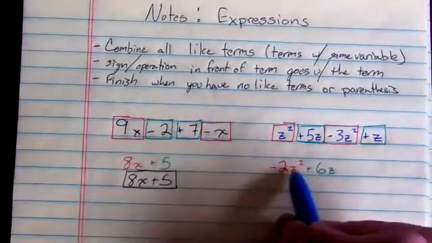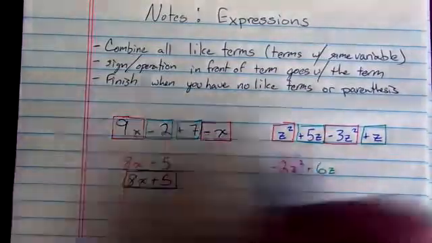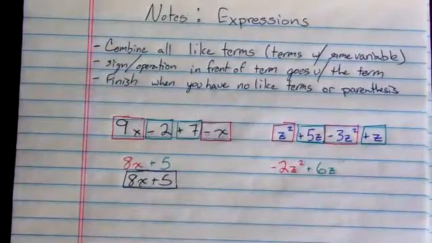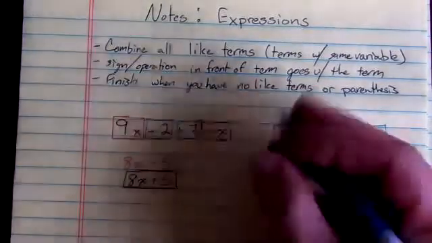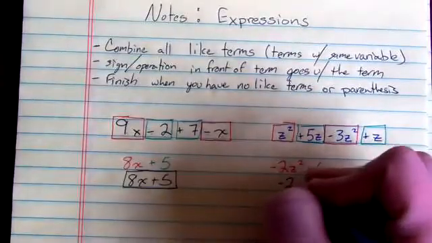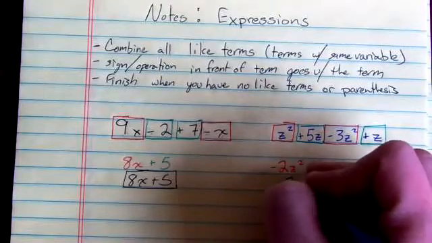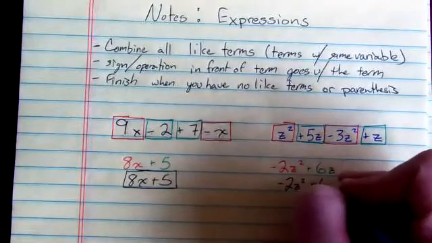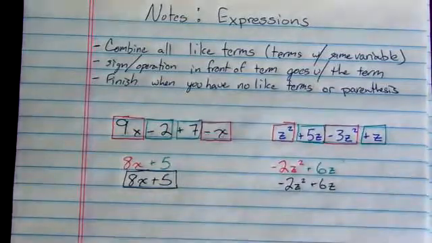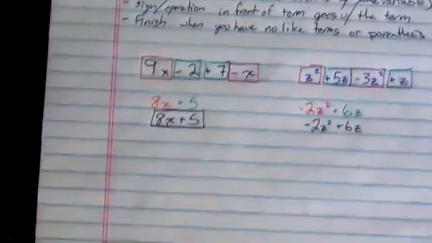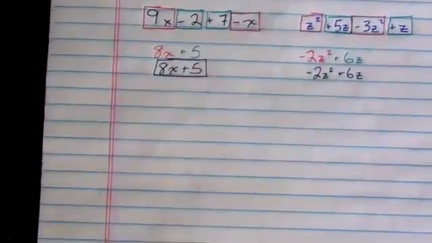Again, these are not like terms. This is to the power of 2. This is to the power of 1. They are not like terms. We cannot combine them. So we have a final answer of negative 2z squared plus 6z. That's it. All right, let's do 3 more examples.